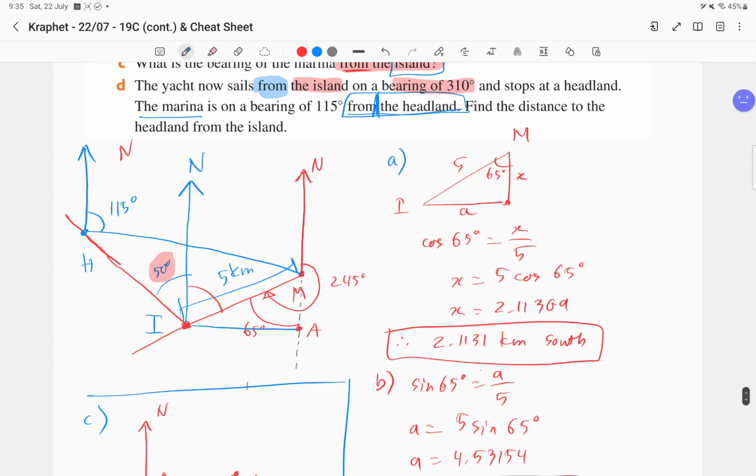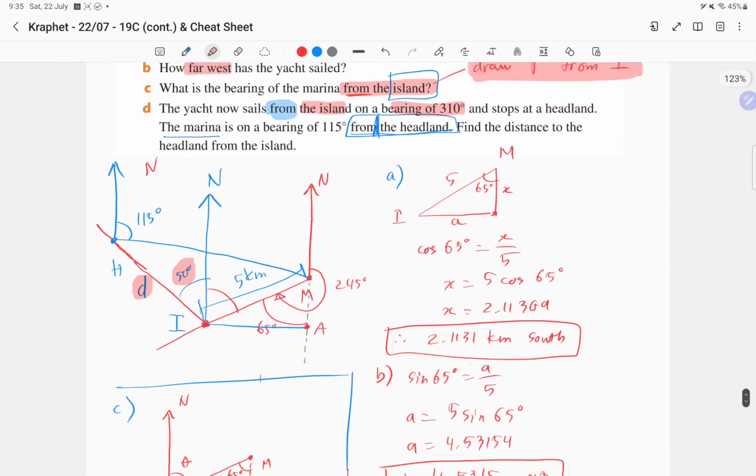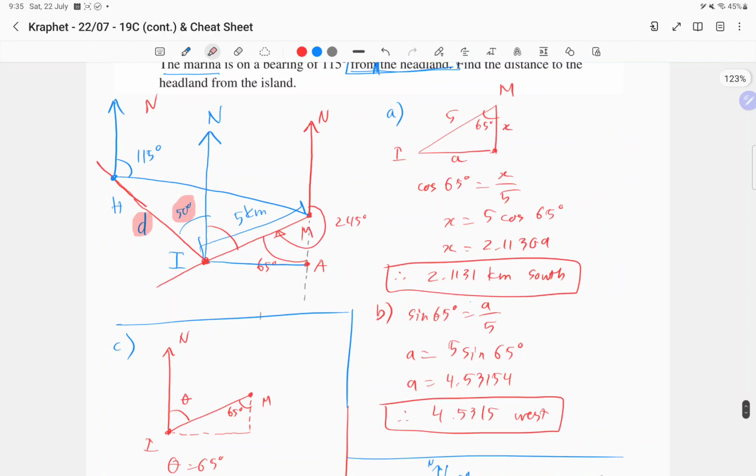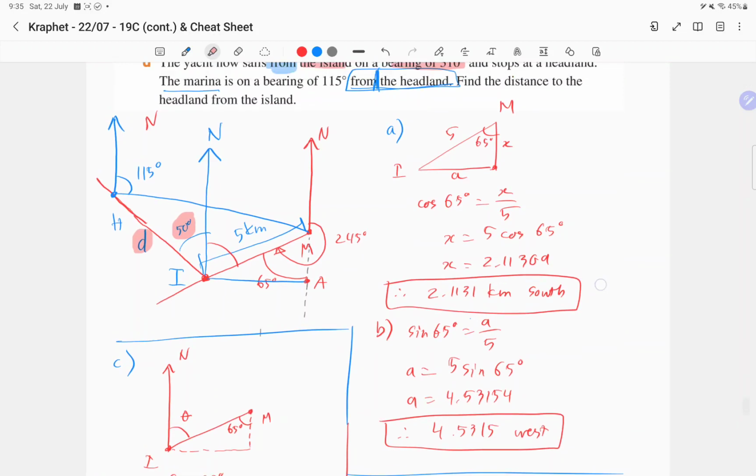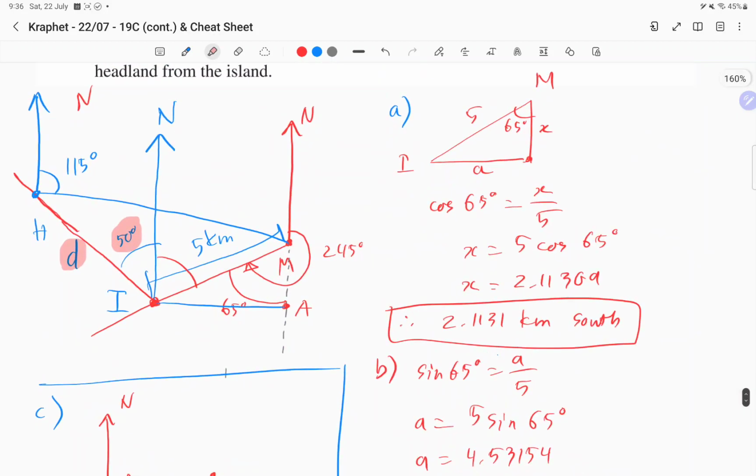Okay, so what else? Find the distance to the headland from the island. So HI, right? Let's call that the distance D. So we're trying to find this distance D here. Again, too complicated, can't see anything. It's best for me to redraw this diagram. So what would I want to redraw?